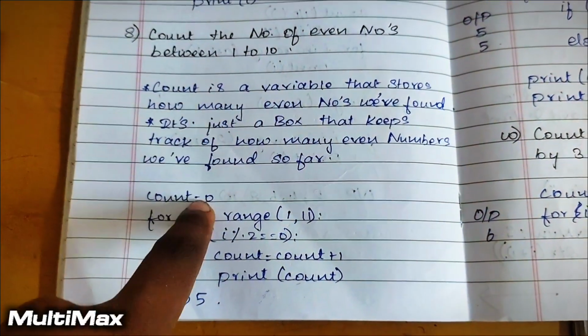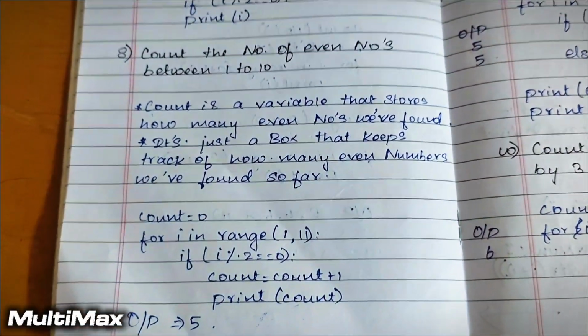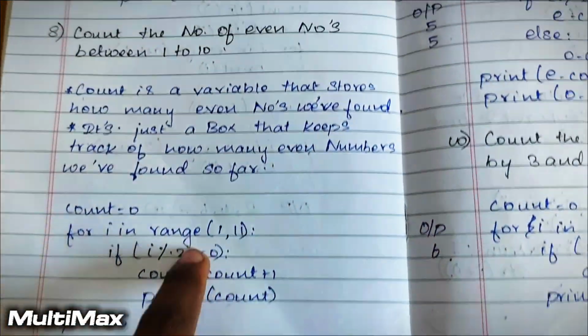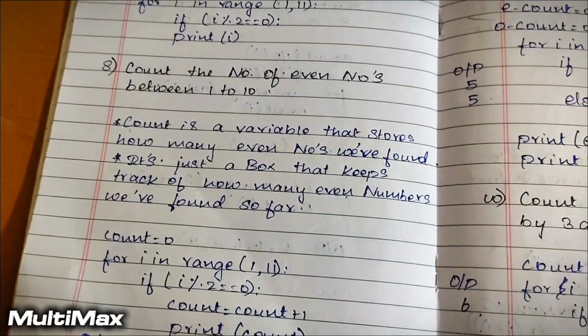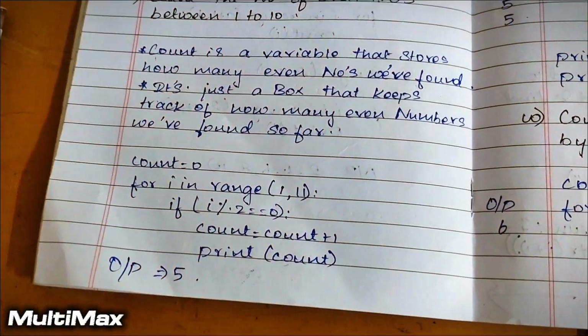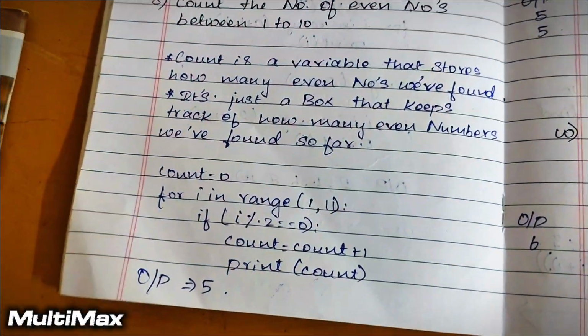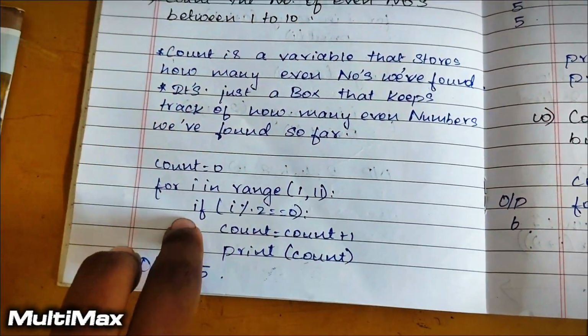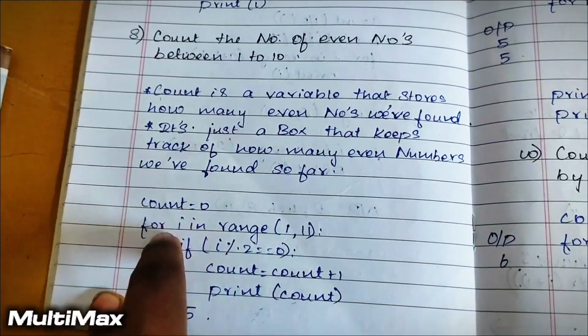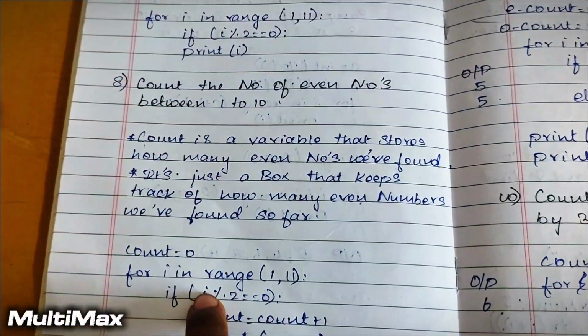So if count is 0, just check it out. For i in range 1, 11. In these kinds of questions, count will be 0. If the question is not given or we can't find the count, the count will be 0. Next, 1 to 11. If i divided by 2 equals 0, i means 1 divided by 2 equals 0.